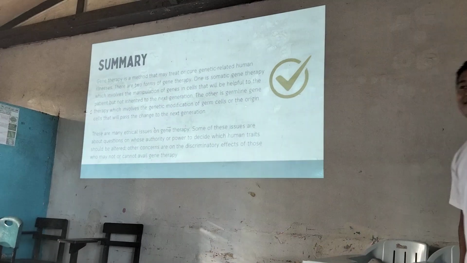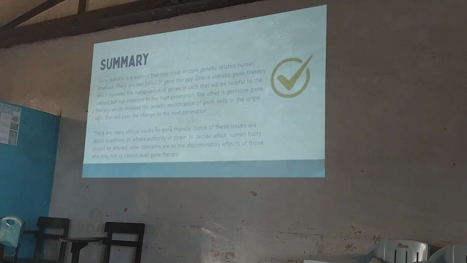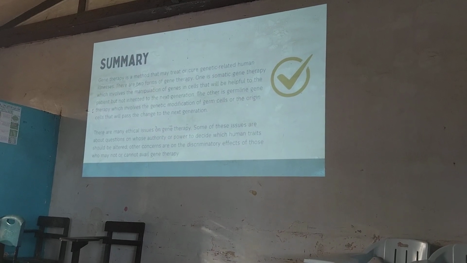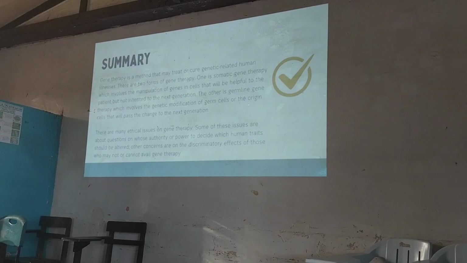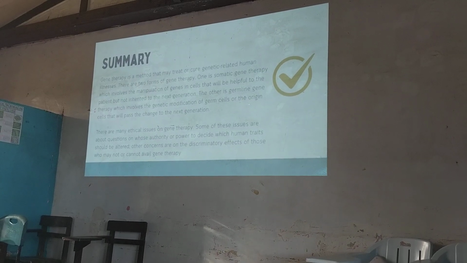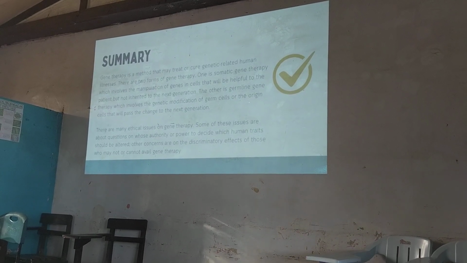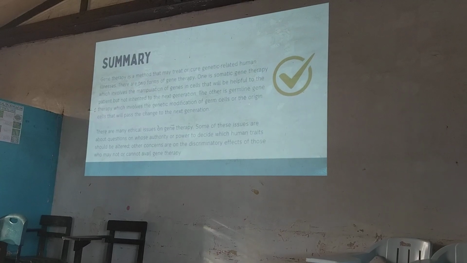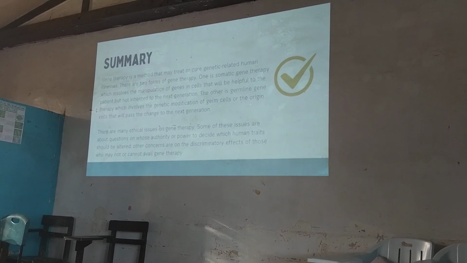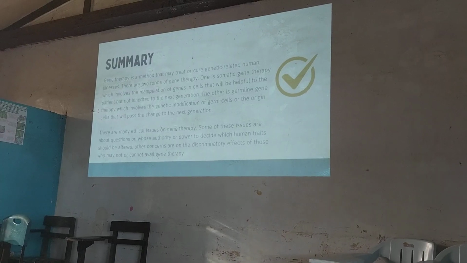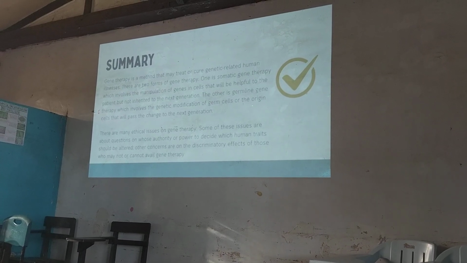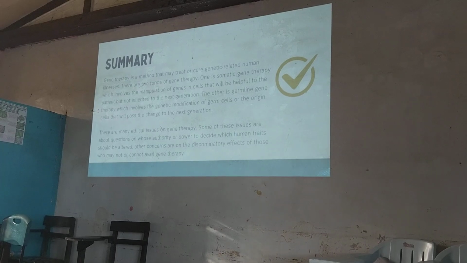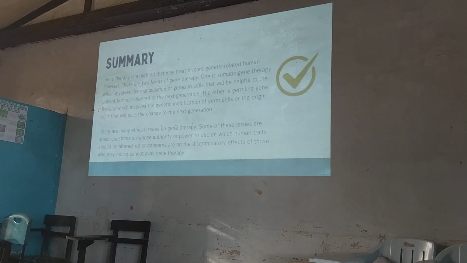Summary. Gene therapy means introducing new traits or curing genetic-related human illness. There are two forms of gene therapy. One is somatic gene therapy, which involves the manipulation of genes in cells that will be helpful to the patients but not inherited by the next generations. The other is germline gene therapy, which involves the genetic modification of germ cells or the origin cells that will pass the change to the next generations.